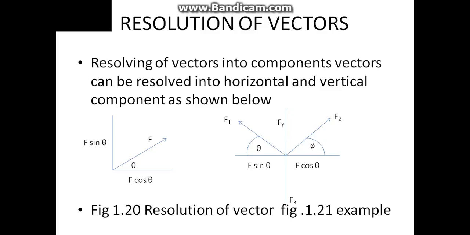in the same Cartesian coordinates, F1 and F2. F1 is acting at an angle theta, while F2 is acting at an angle phi. F sine theta is for the one on the left side, while F cos theta is for the coordinates on the right side.